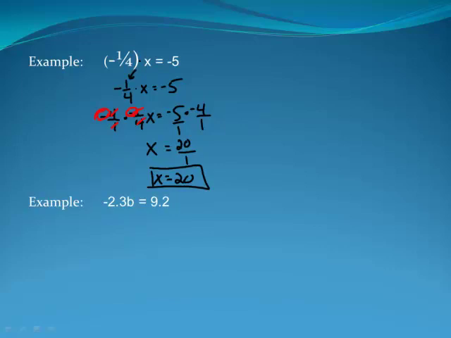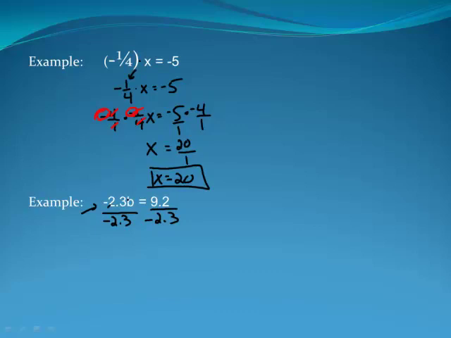All right, now here, let's look at this decimal problem. Here we've got -2.3 times b equals 9.2. Again, even though that's a decimal, we're going to solve it the same way. The opposite of multiplication is division, so we're going to divide both sides by -2.3.